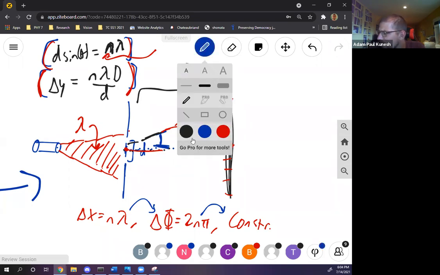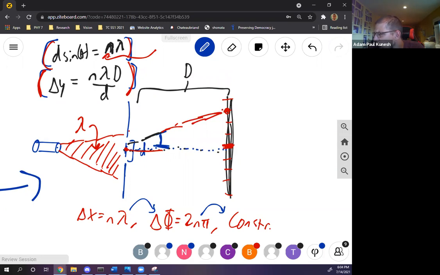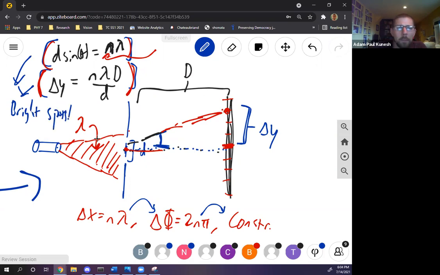Okay, the last thing I want to say is this given notion of delta y. So delta y is a distance from the central bright fringe to some other position where I've got a bright spot. Both of these equations are talking about bright spots. Each bright line in my interference pattern is represented by an n. n equals 0, n equals 1, n equals 2, and so on. Now these n are allowed to be negative. That's why I have lines both above and below my central bright fringe.